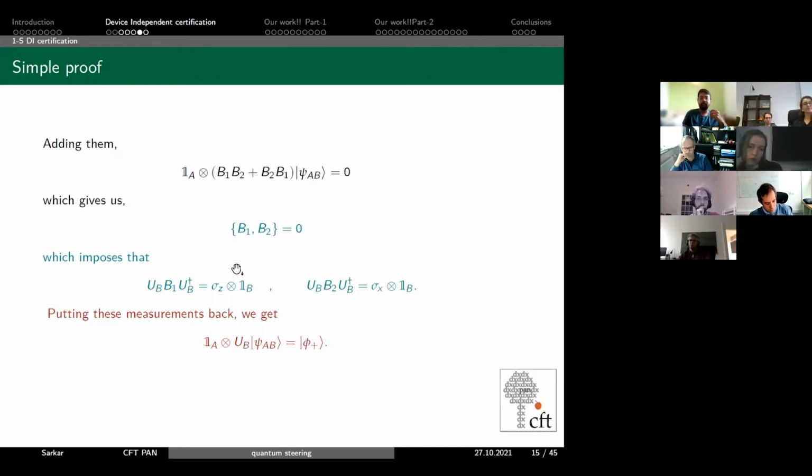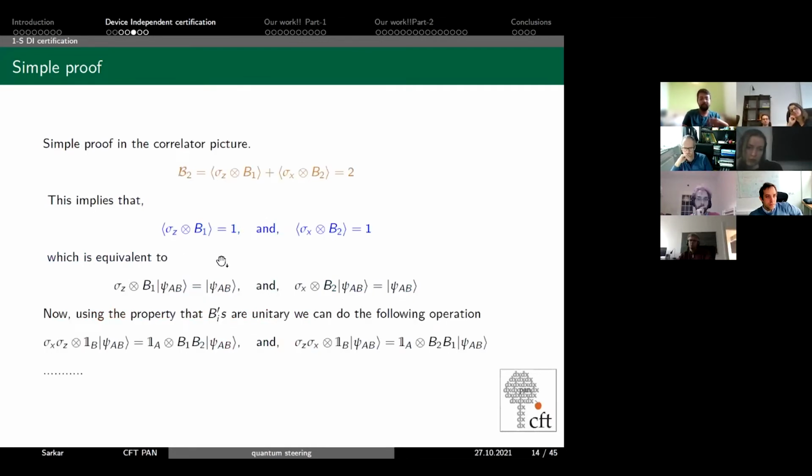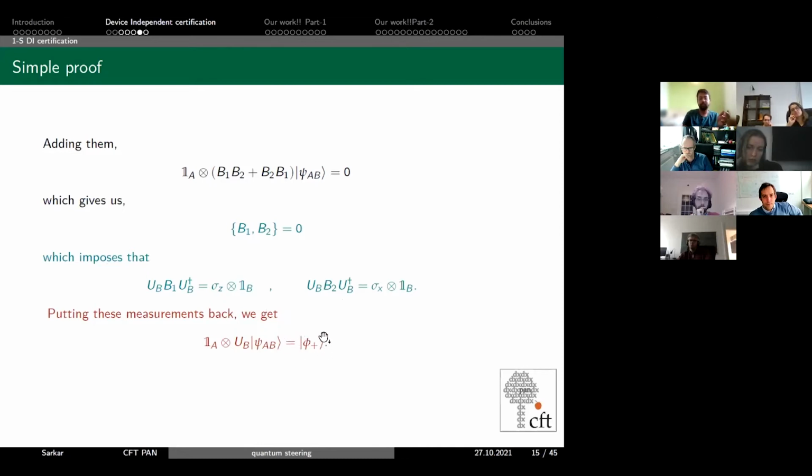From here, you can show that up to a unitary transformation, the only measurements which satisfy this are B1 equal to sigma z times some identity, and B2 equal to sigma x times identity. Now putting these measurements back into these equations and taking a general form of the state, we can prove that the state is phi plus. So the junk is missing here. Actually there should be phi plus times some junk.